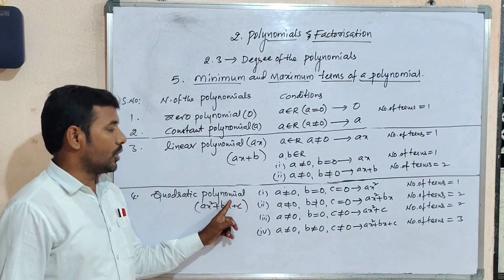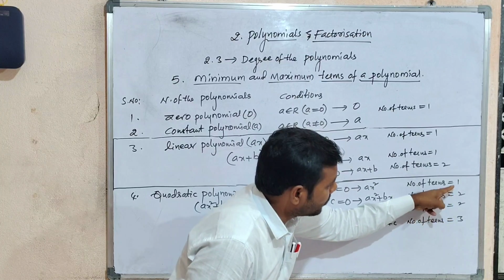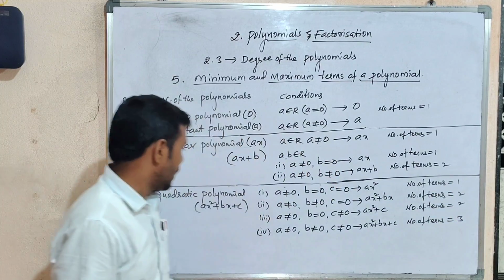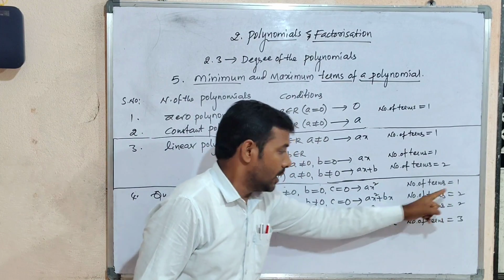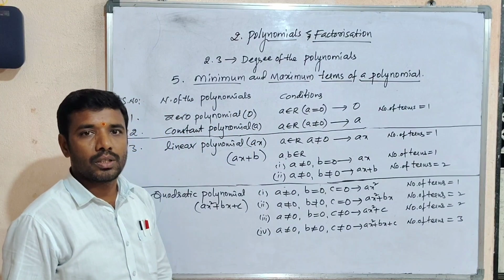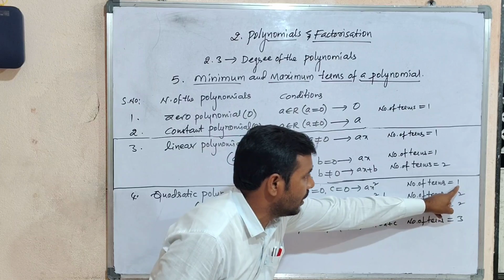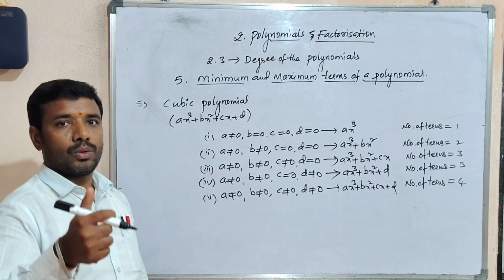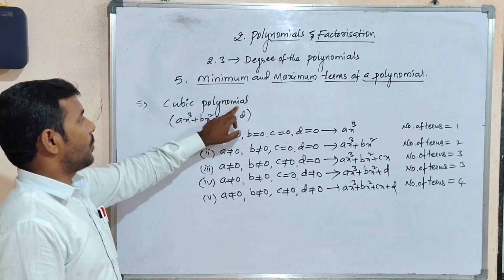So now tell me, in a quadratic polynomial, minimum how many terms are there? Minimum: 1 there, 2 there, 2 there, 3 there. Minimum figure is 1. Nothing but in a quadratic polynomial, minimum terms 1, maximum terms 3. I think you got it. Once again, in a quadratic polynomial, minimum terms are 1, maximum terms are 3.